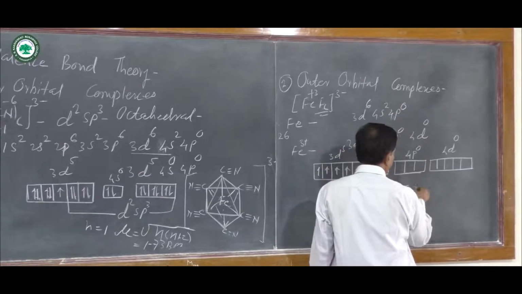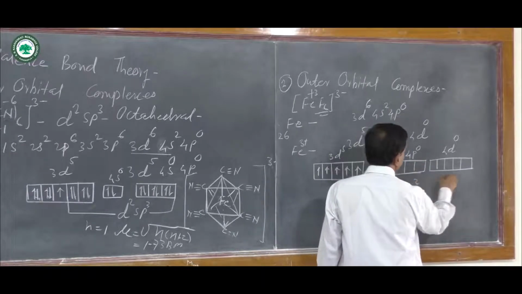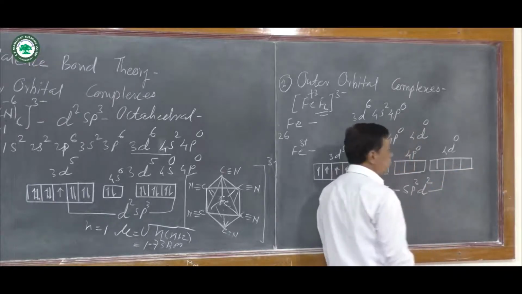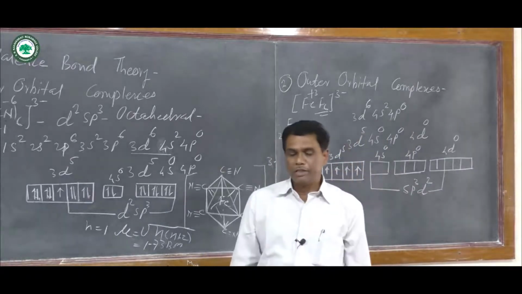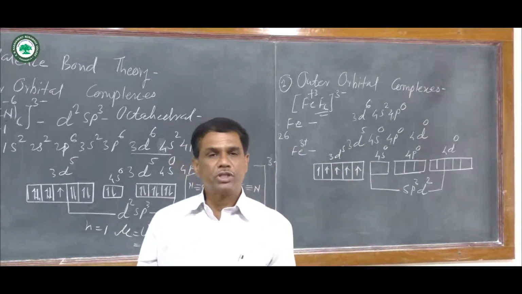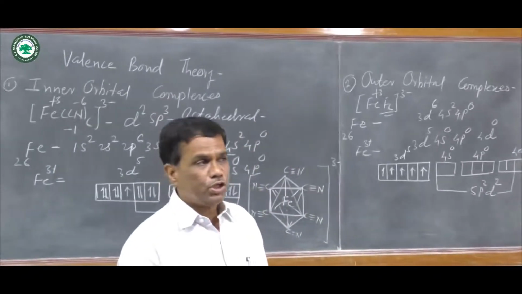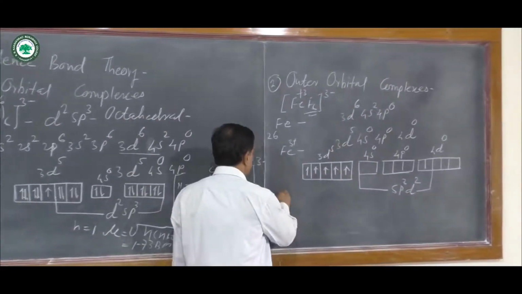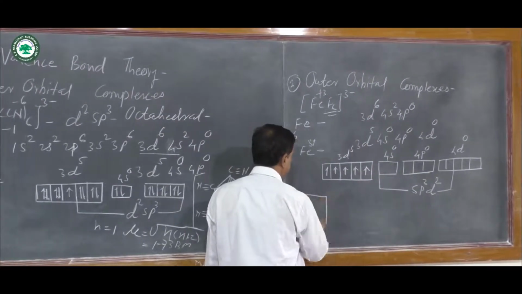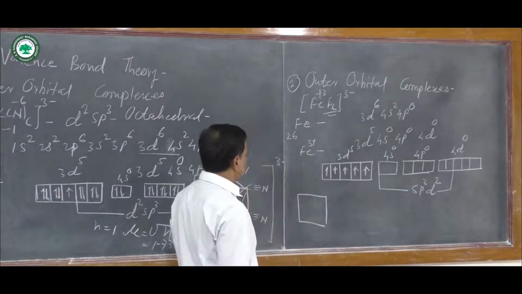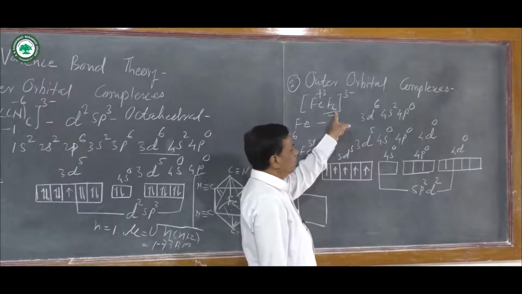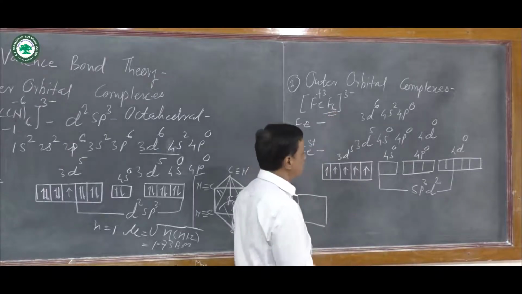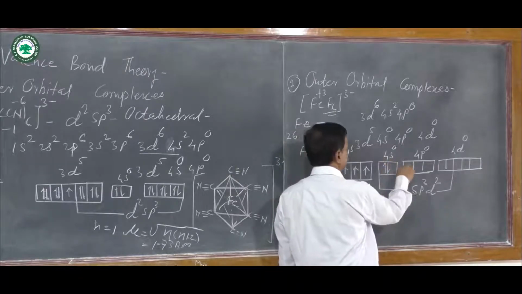When such an arrangement is there in FeF6, one 4s, then three 4p and two 4d orbitals overlap, and there is a formation of 6 equivalent sp3d2 hybrid orbitals. Again, the shape of that complex is octahedral, and here 6 fluoride ligands donate 12 electrons, meaning each ligand donates 2 electrons, and the filling of electrons is like this.